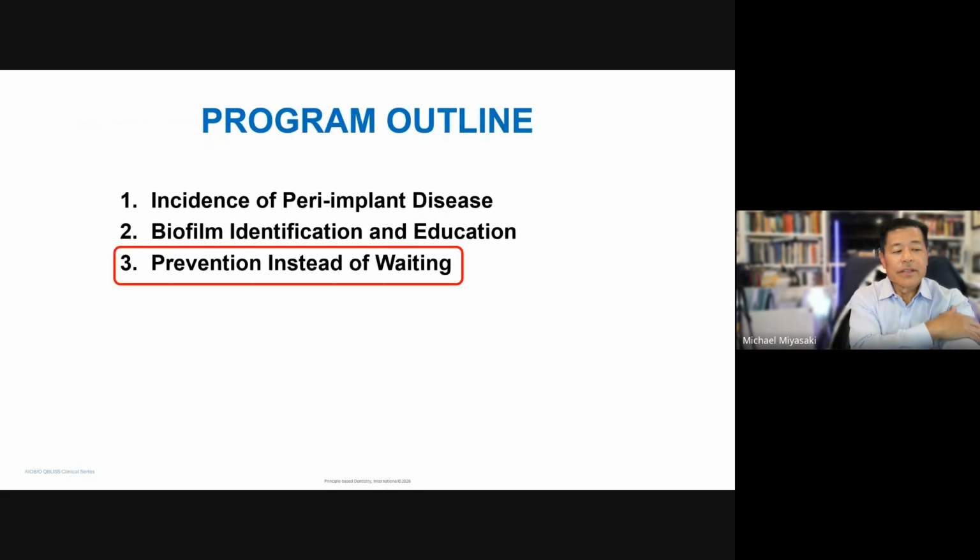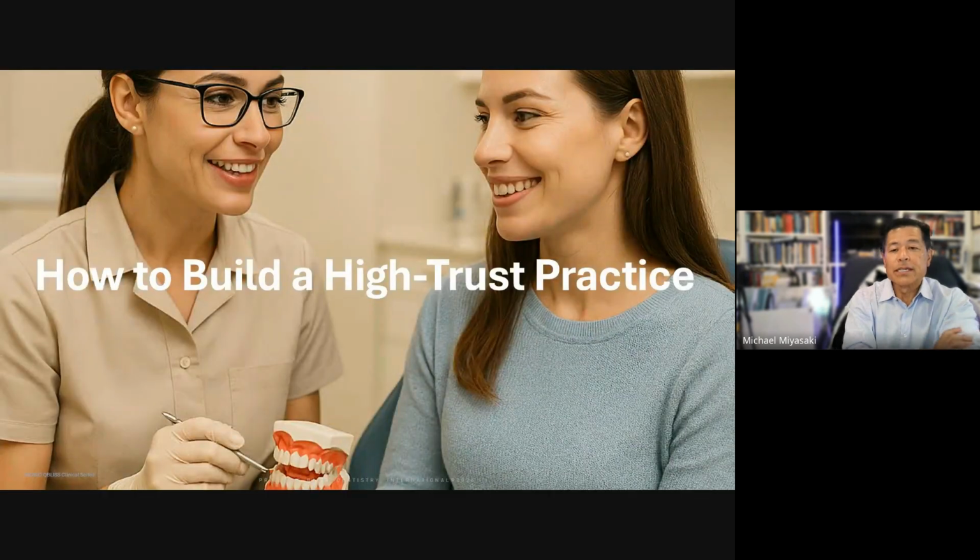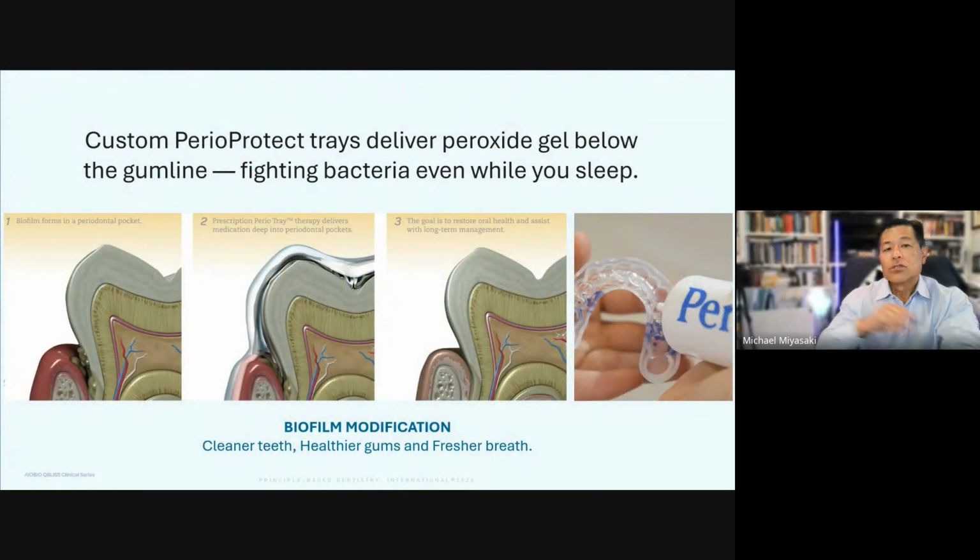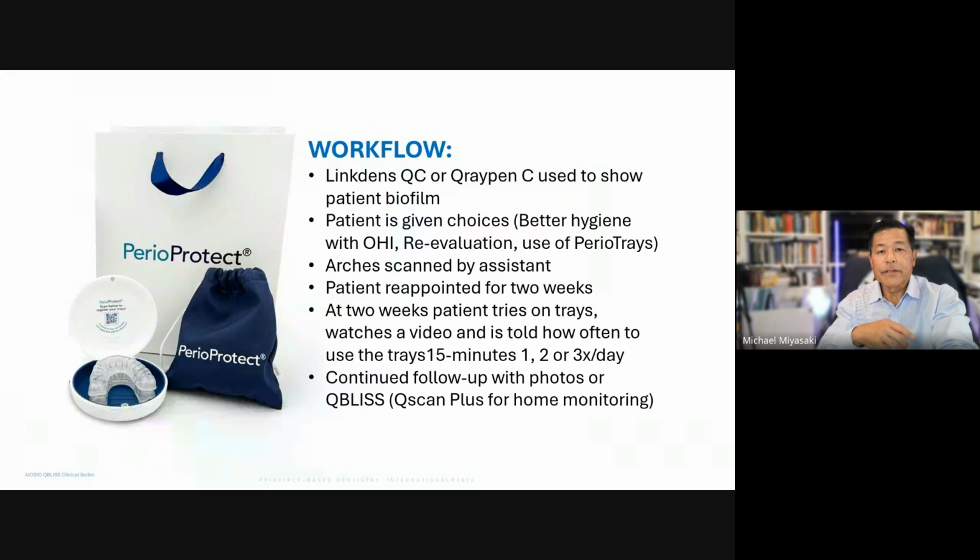So the last part of this, what I want to go over really quickly, is how we use this to build a high trust practice. So to prevent peri-implant disease, we are using custom-made trays called Peri-Protect. And what these trays do is they fit very tightly around the teeth, and they help to squeeze gels into the sulcus, and they help to squeeze gels in between the teeth. And so we use these trays for what we call biofilm modification.